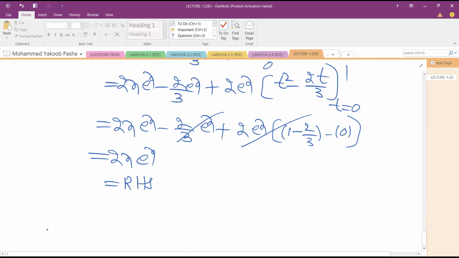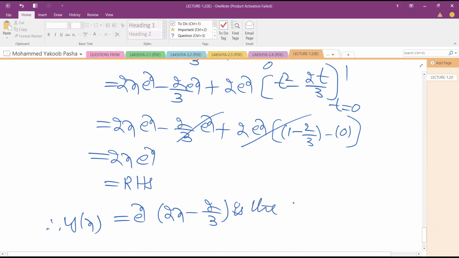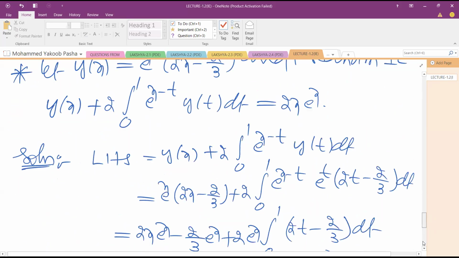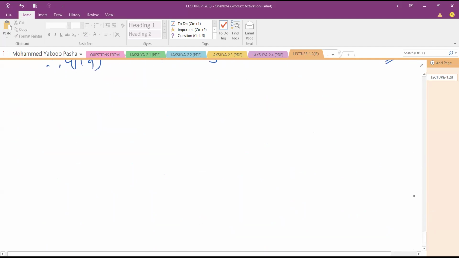Therefore, y of x is equal to e power x into (2x minus 2 by 3) is the solution of the integral equation. Okay, this is the solution of the integral equation. Similarly, we are taking the Fredholm integral equation. Now we can take another function.